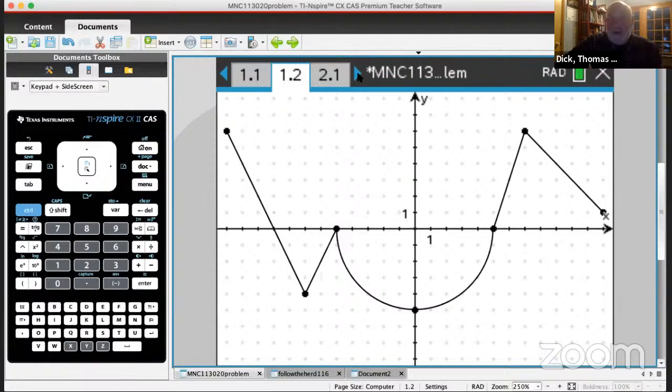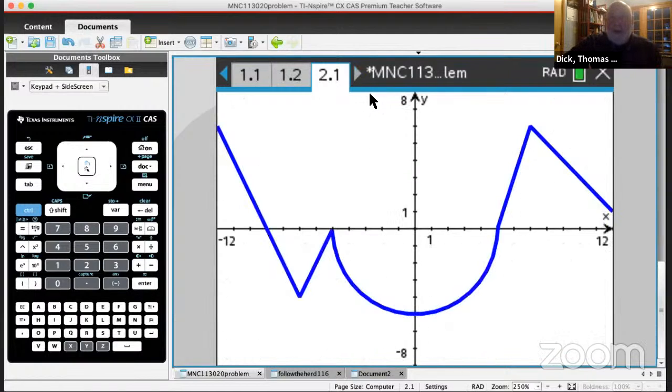where I've got that same graph. Now it's in blue, but this is actually not drawn with geometry tools. It's an actual analytic formula for that function. Okay. And so that takes some work.